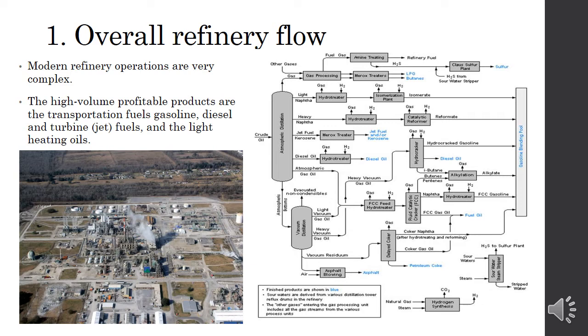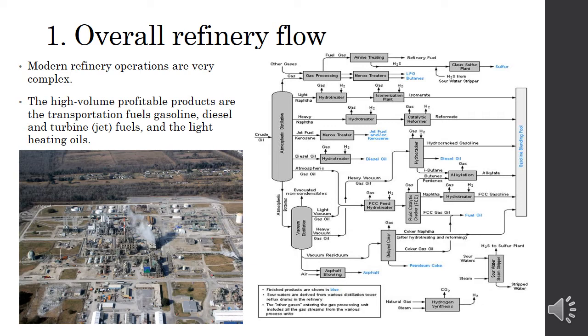residuum. The reduced crude bottoms from the vacuum tower is then thermally cracked in a delayed coker to produce wet gas, coker gasoline, coker gas oil, and coke itself. Without a coker, this heavy residue would be sold for heavy fuel oil or asphalt.